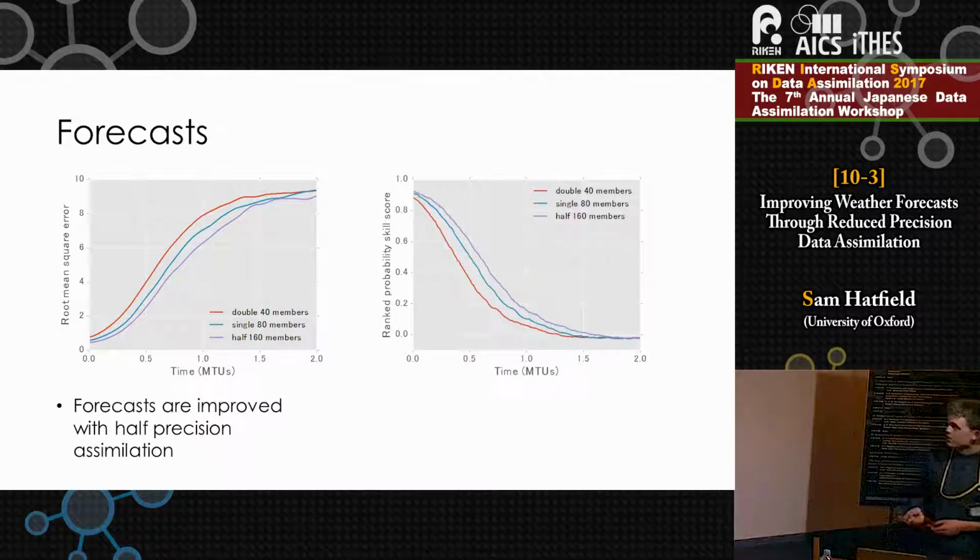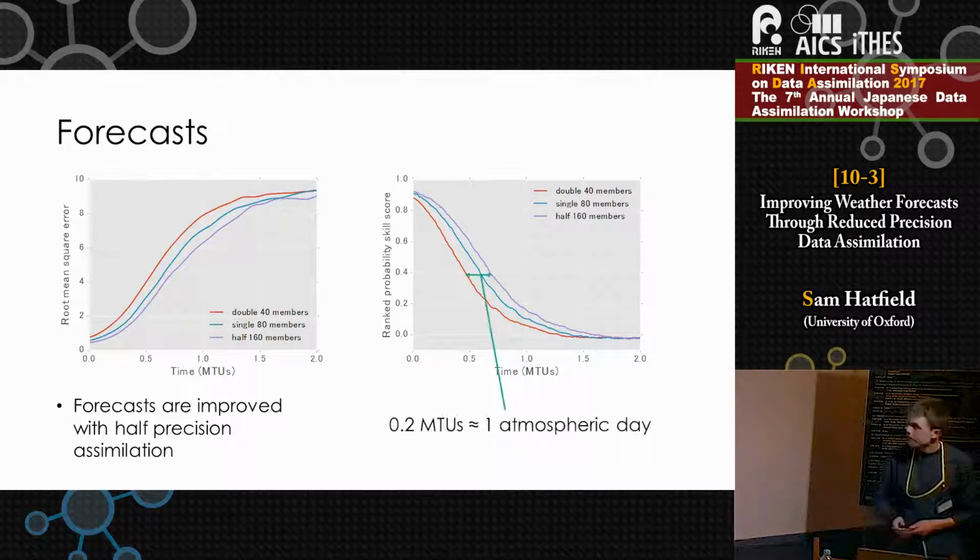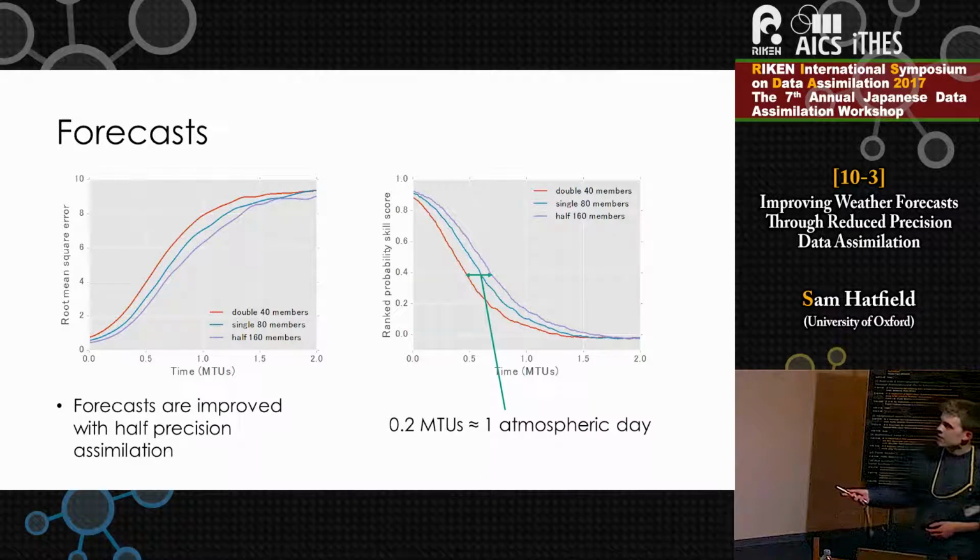Similarly, this shows the skill of ensemble forecasts measured by the ranked probability skill score. I won't go into detail about how this is constructed, but basically high is good, low is bad. And actually, in this case, using a larger ensemble size at half precision delivers a day of extra forecasting skill.